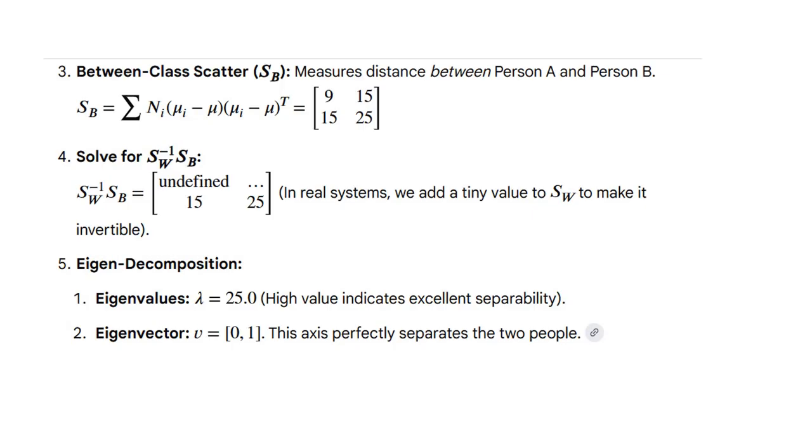In a real system, we add some tiny values to SW to make it invertible, and then take the inverse of the matrix. Finally, the eigenvalue and eigenvector calculation. You get a lambda value of 2.5, and the higher value indicates the classes are excellently separable. Then the eigenvector is 0, 1. This axis perfectly separates the two different persons.